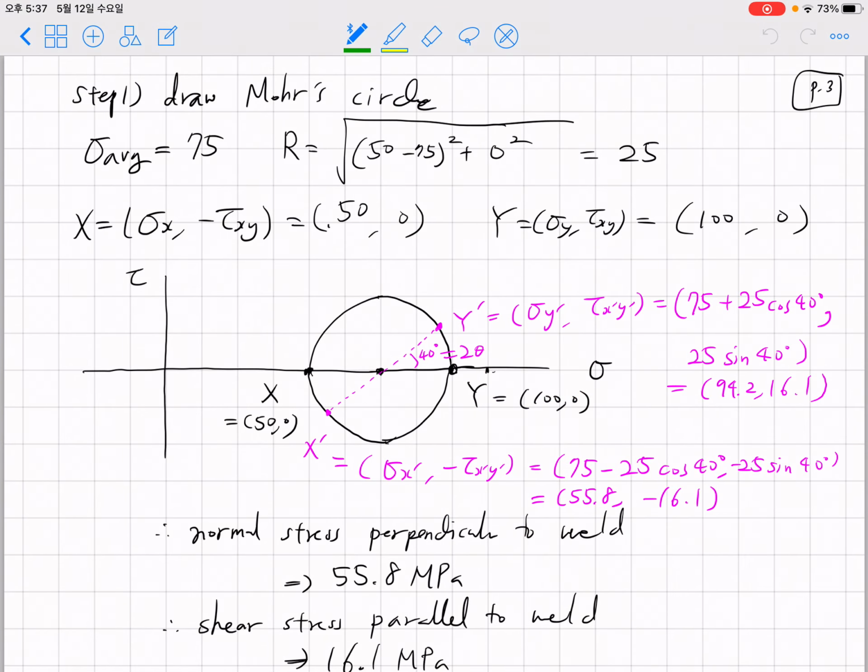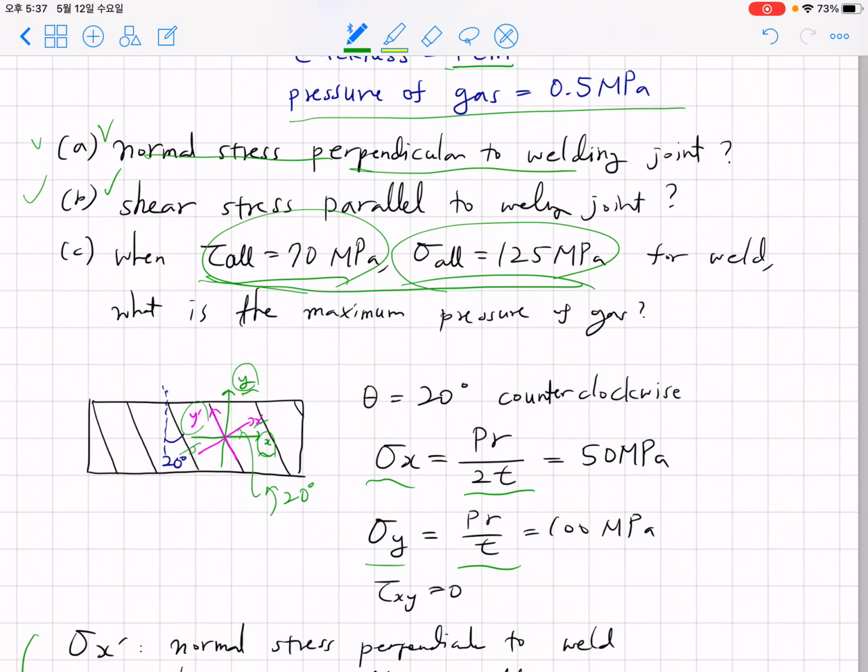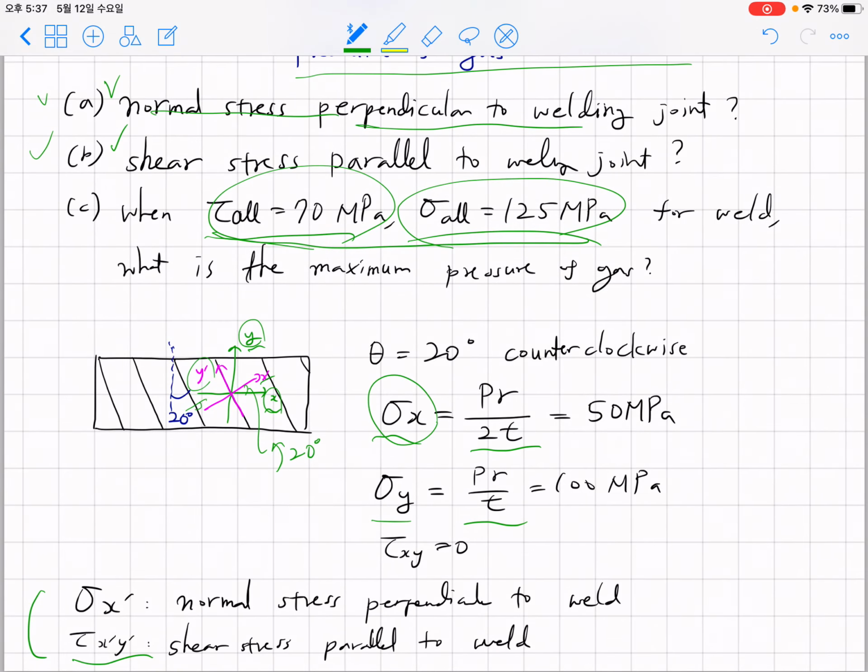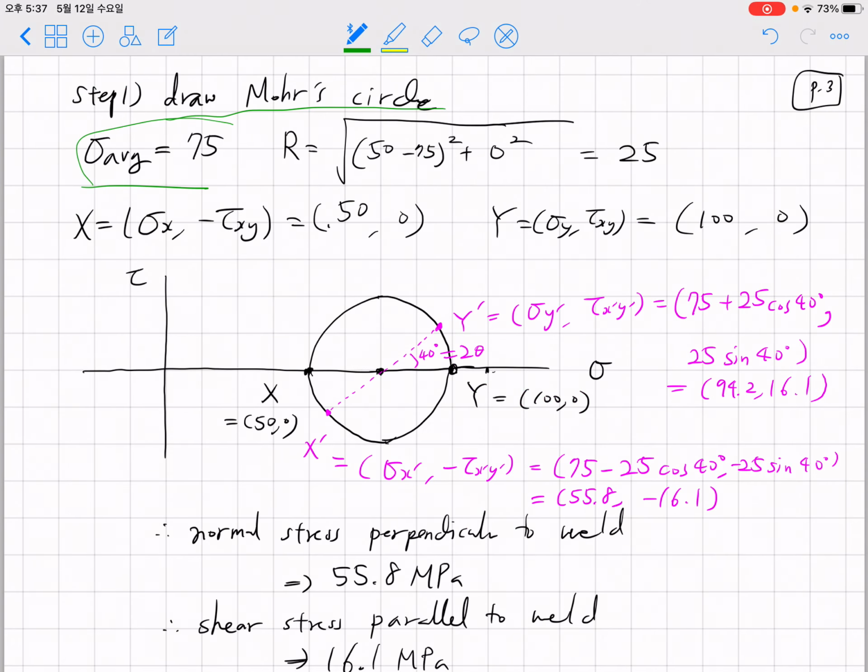Now, let's try to draw the Mohr circle. The average normal stress, if you plug in the numbers, sigma x will be 50 megapascal, sigma y will be 100 megapascal. Average of this is 75 megapascal. So average will be 75 megapascal.